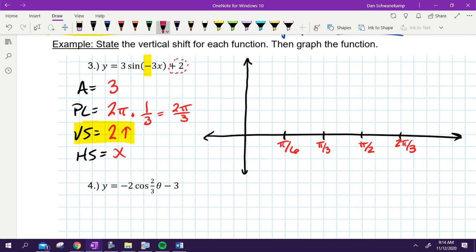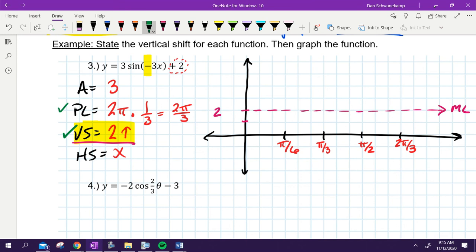Vertical shift. So normally next we would do the amplitude, but here we're going to change a little bit, and the next thing we're going to do is the vertical shift. If you have a vertical shift, that's the next thing we're going to do. So we're going to make our midline. So I'm going to go right here to 2, and I'm going to draw a middle line on this graph. That is the midline. It is the center of my graph.